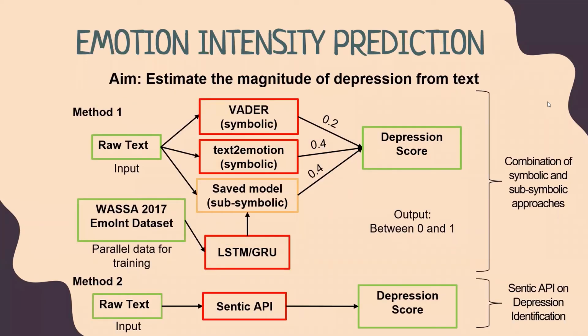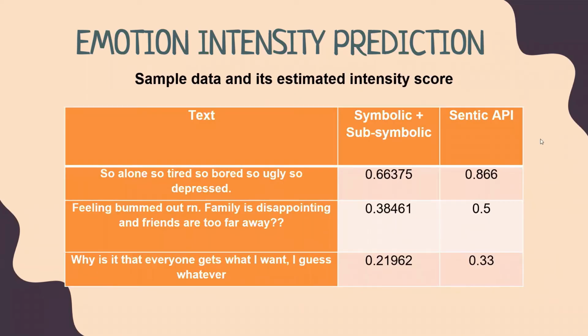For the second task, we will be doing emotion intensity prediction, which aims to estimate the magnitude of depression from text. From this task, two methods will be proposed to obtain the depression intensity score. Method 1 will be using a combination of symbolic and subsymbolic approaches to obtain the depression score. Method 2 uses the simpler method of just calling the Sentic API on depression identification to obtain the depression score. Here are some of the depression intensity scores predicted for the two methods on three samples of the data.